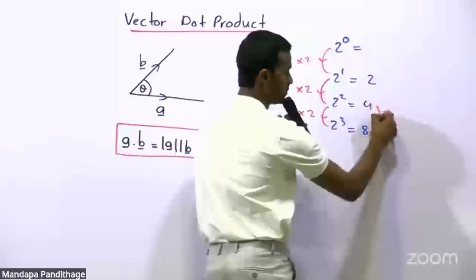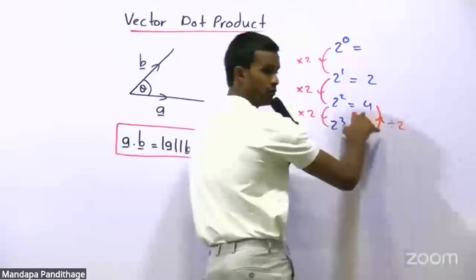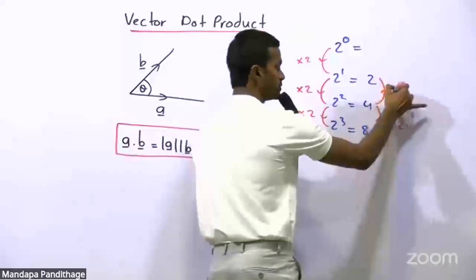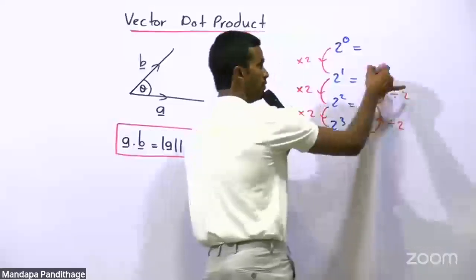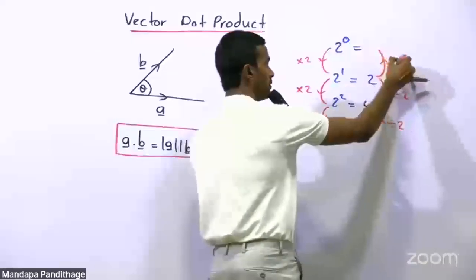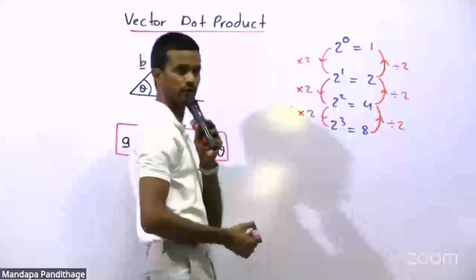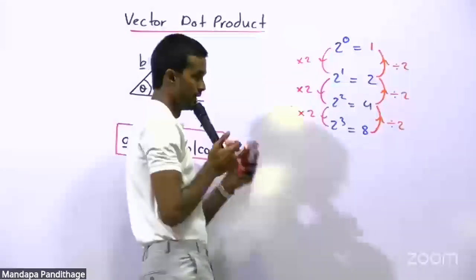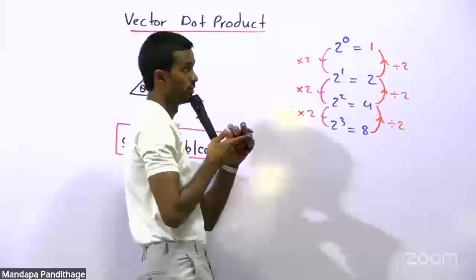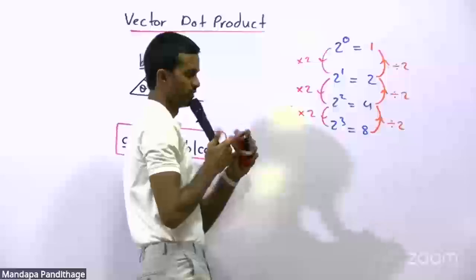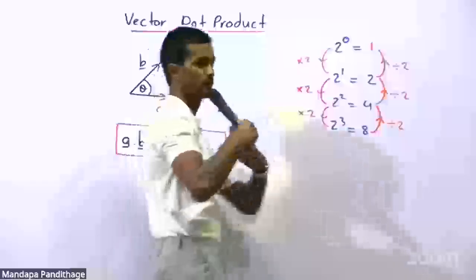When you divide 8 by 2, you get 4. When you divide 4 by 2, you get 2. When you divide 2 by 2, you get 1. So that is one way you can say 2 to the power 0 is equal to 1. The same thing will be used when we are using the factorial notation. Now look at this.